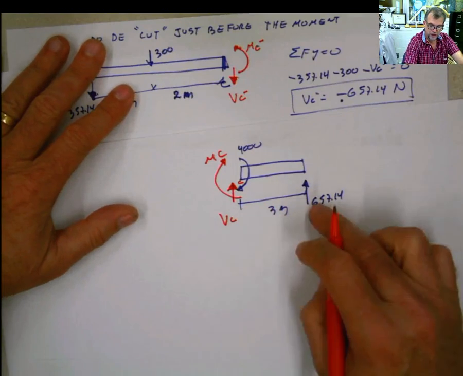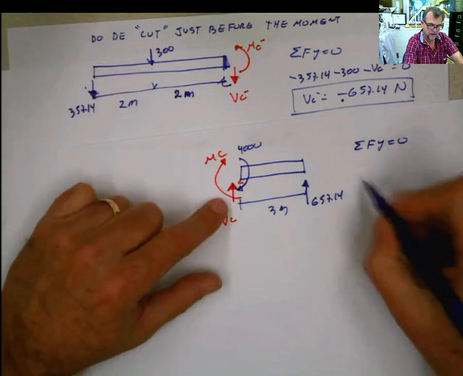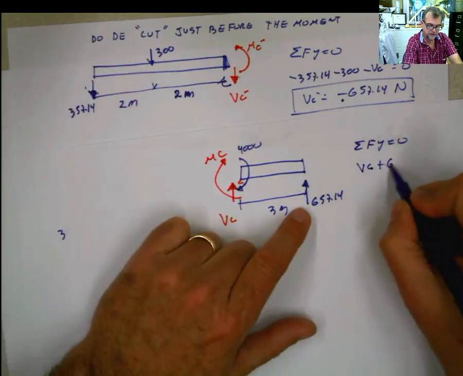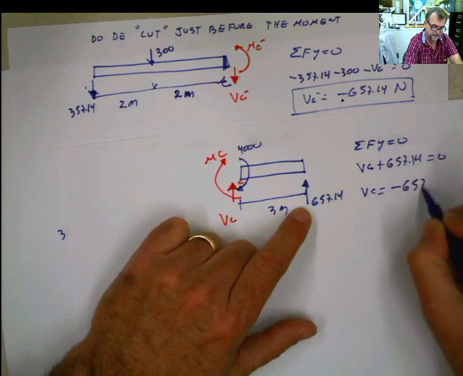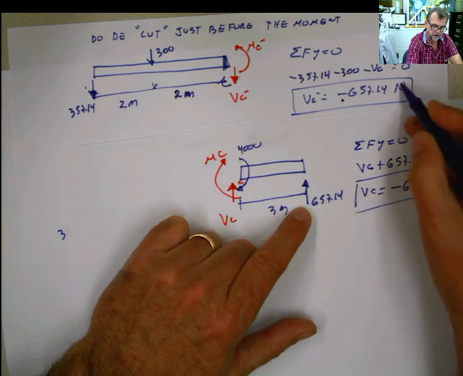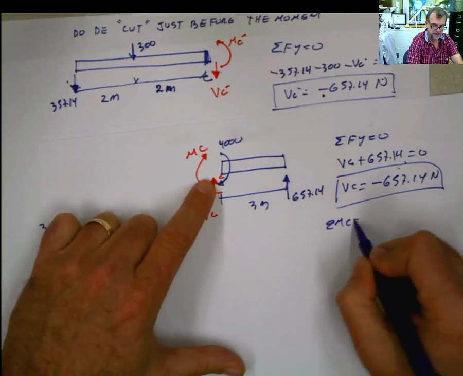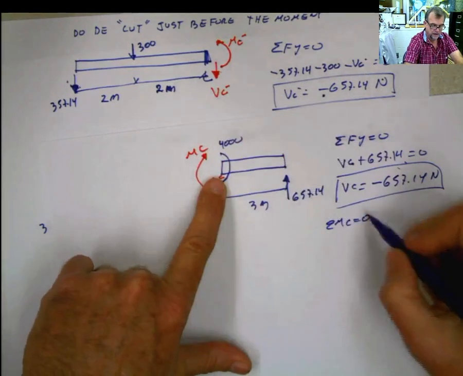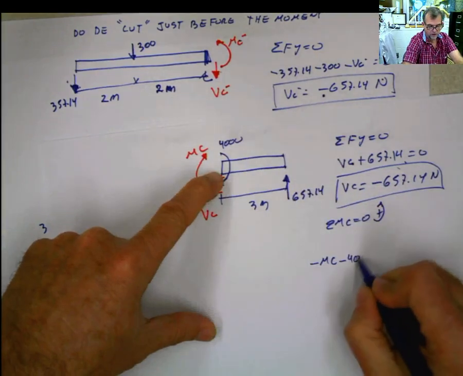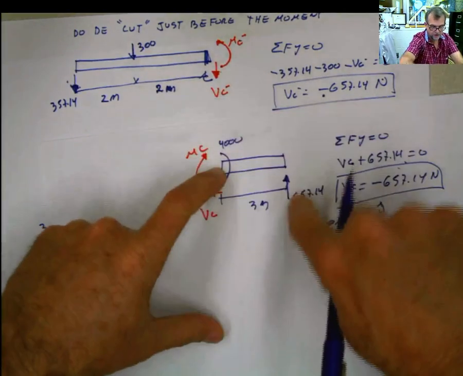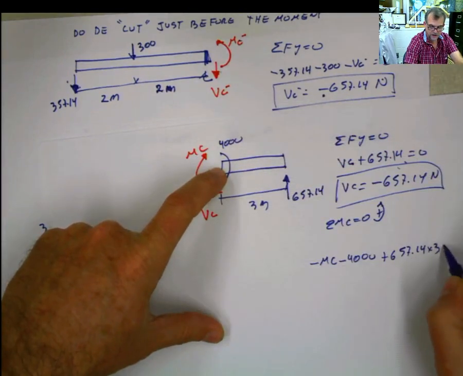Now if I do this, I can do summation of forces in y equals 0, and I have VC plus 657.14 equals 0, VC equals negative 657.14 Newton, which is the same value that I got before. And if I now do summation of moments at C equals 0, and I say this is positive, then I have negative MC, negative 4,000, plus 657.14 times 3 equals 0.